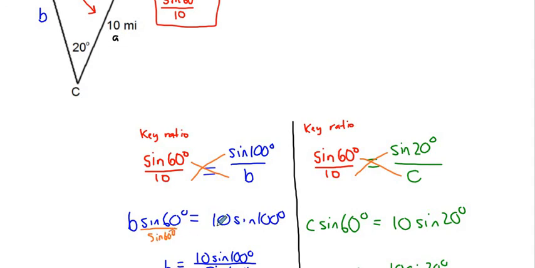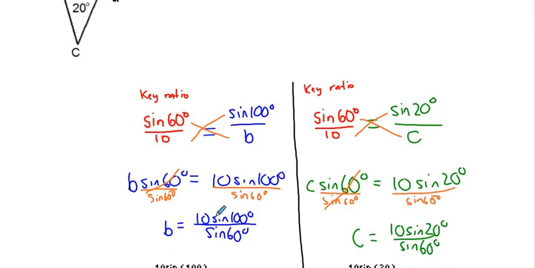And I like to do them at the same time, because you're actually doing the same math on both sides. This will cancel. And then you do the same thing over here. You're just using your algebra skills to solve for the side or angle you want. In this case, they're both sides. And cancel that out. And then this is what you're going to type into the calculator: 10 sine 100 divided by sine of 60. And C is equal to 10 sine 20 degrees divided by sine of 60.